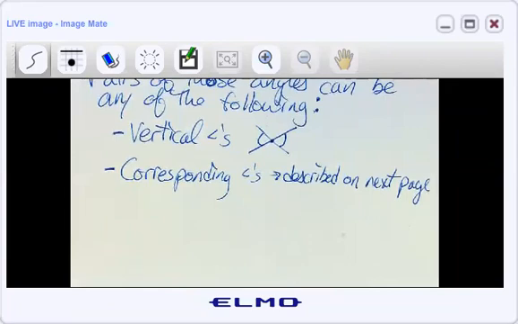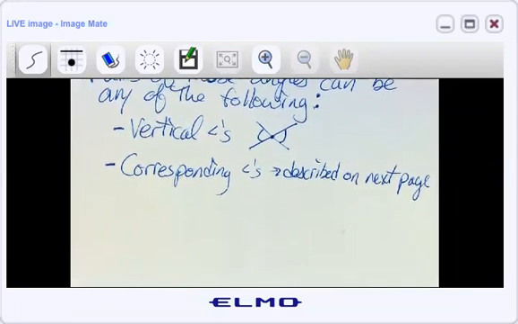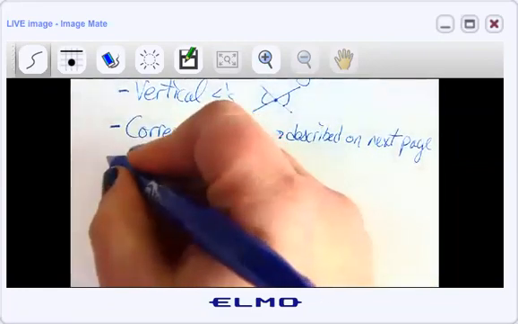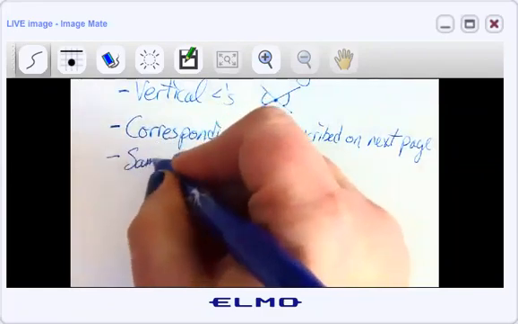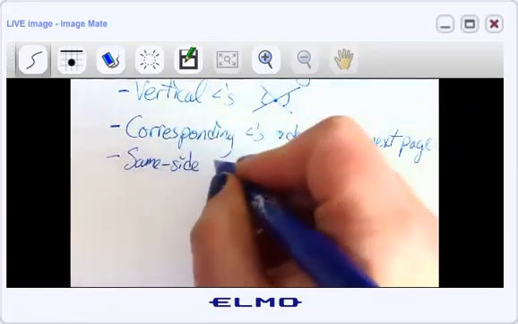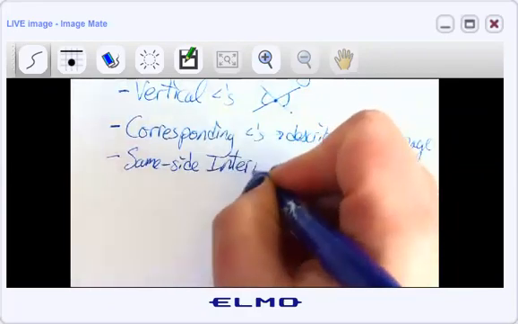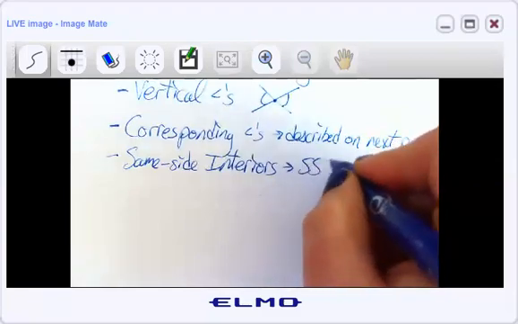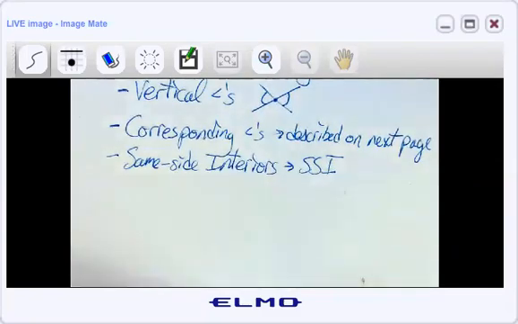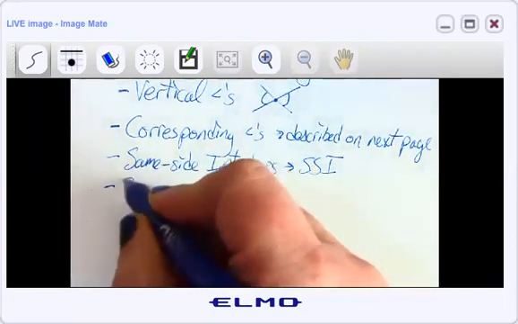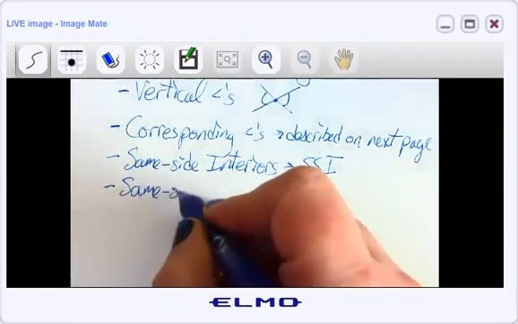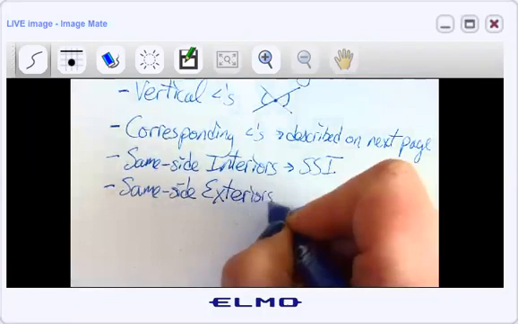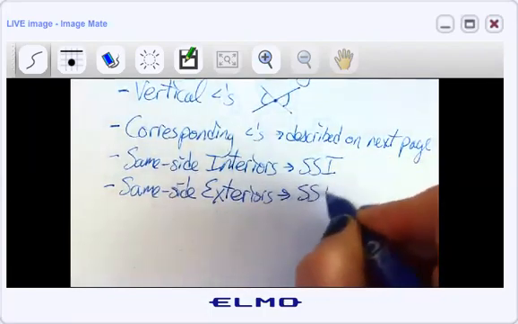Okay, and then the next 4 are also new to us. And you're going to see a little pattern forming here. So they are same side interiors, which that's a lot to write, right? You could abbreviate this as SSI. The next type is something called same side exteriors, or SSE.